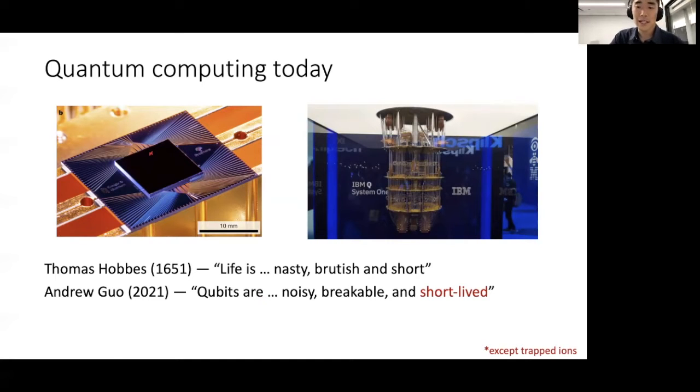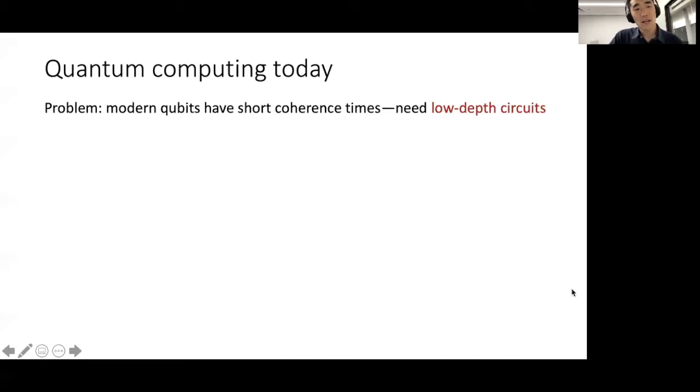But joking aside, I'd like to focus on this last point, which is that qubits these days are short-lived. More concretely, we like to say that modern qubits have short coherence times. So they lose their quantum magic very quickly. And therefore, our priority for NISQ-era practitioners is to implement quantum algorithms in as low depth as possible.